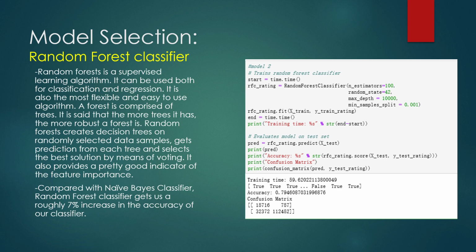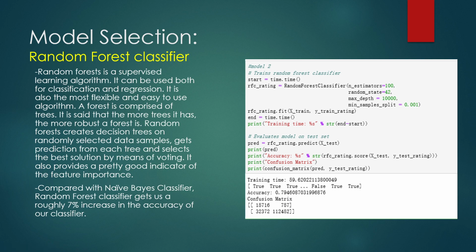The second model is the random forest classifier. This is the code. Actually, I imported the sklearn package in order to use this classifier. I think sklearn is a good package because it offers us many machine learning algorithms. In this case, its accuracy is 79%.